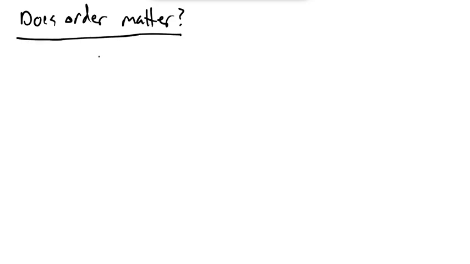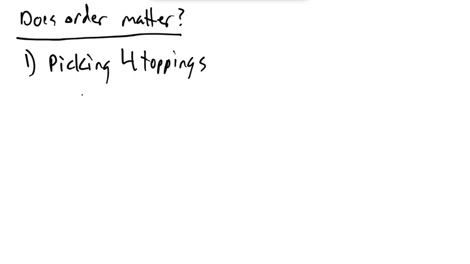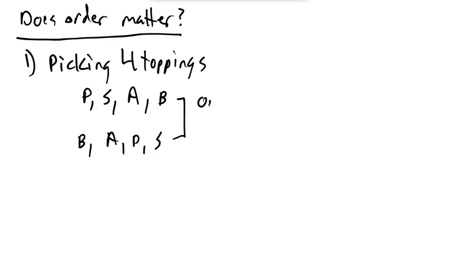Right, so I'm going to give you a couple of examples, and then we're going to work through how we determine whether order matters. So first of all, let's say we're picking 4 toppings. Does order matter? Well, the way we check this is we make a list of toppings and then see whether it's going to change. So if we choose pepperoni, then sausage, then artichoke hearts, and then banana peppers, does that change if we choose banana peppers first, then artichokes, then pepperoni, then sausage? No, it doesn't really matter which order these toppings go on. So order doesn't matter.